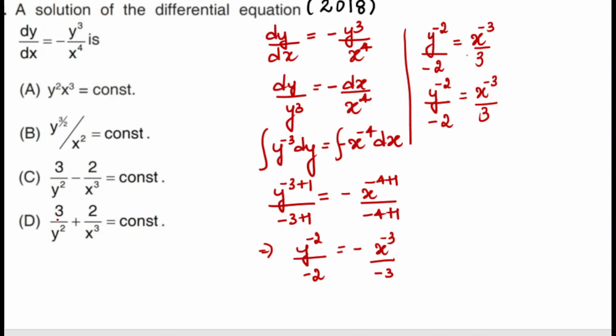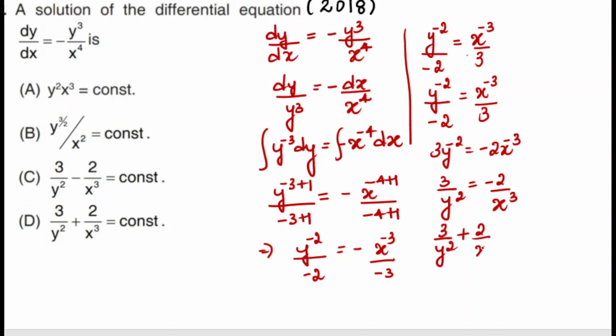I'm matching with the options. This is the end of the solution. That is 3 times y to the power of minus 2, which is equal to minus 2 times x to the power of minus 3, and this is 3 divided by y square, which is equal to minus 2 divided by x to the power of 3. Keeping this to the LHS, 3 divided by y square plus 2 divided by x cube is equal to constant. That is, after integration we get a constant.